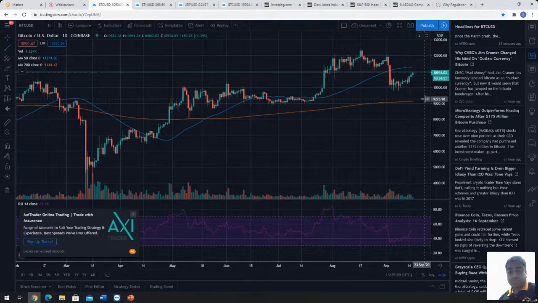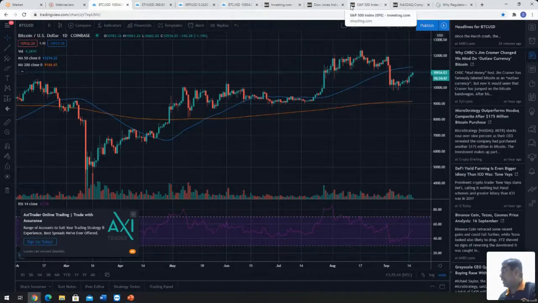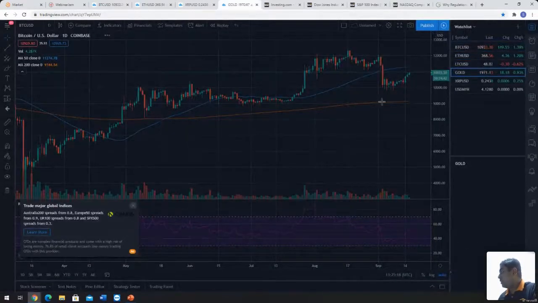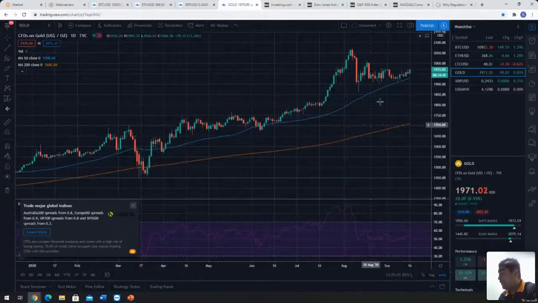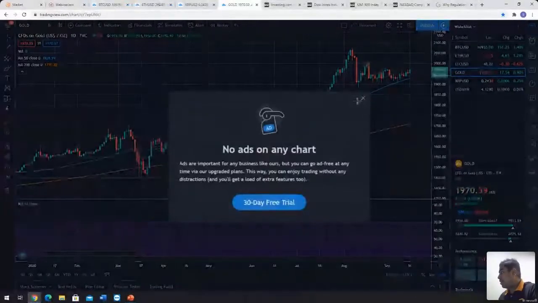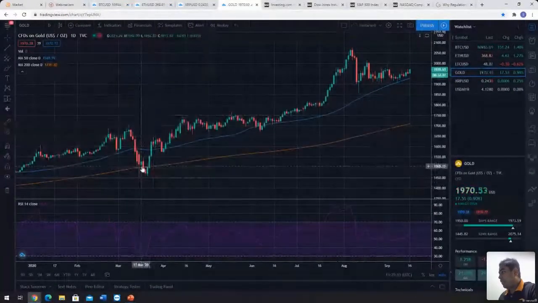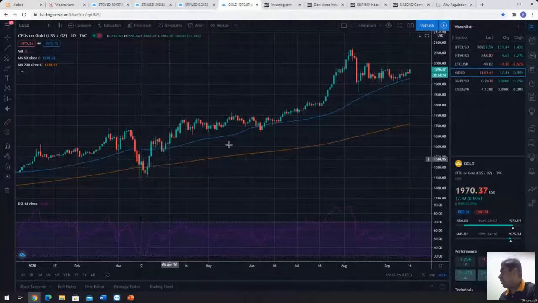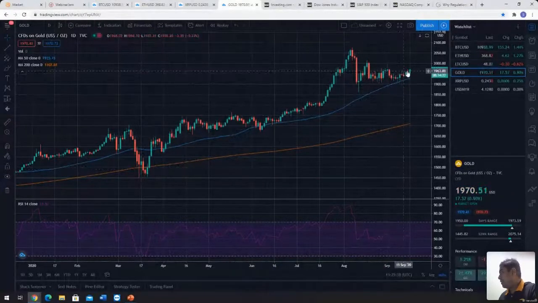Okay, so let's move on to another topic. I'll be covering gold as well. Let's talk about gold, which I've shared earlier. So this is the gold price, from the month of March during the pandemic, all the way to 16 September.